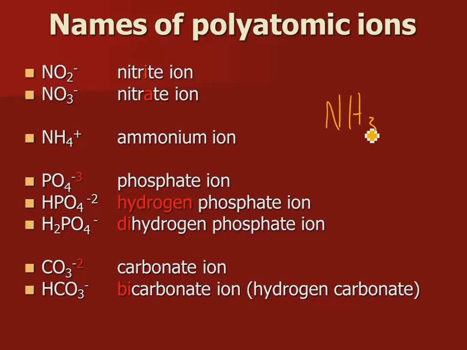PO4 minus 3 is a phosphate ion. Why we add an H on there and it becomes hydrogen phosphate, don't know. You add two of them, becomes dihydrogen phosphate ion. CO3 minus is carbonate ion. Add an H, you would think it would be hydrogen carbonate ion, but of course not. That'd be too easy. It's going to be bicarbonate. Sorry, it's bicarbonate.